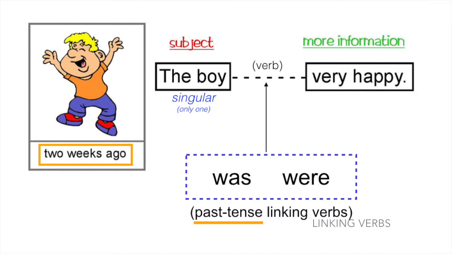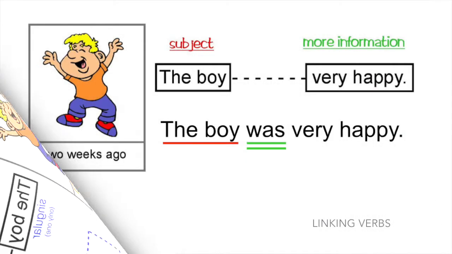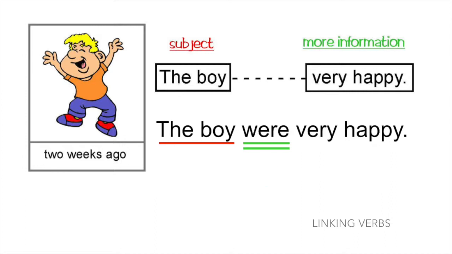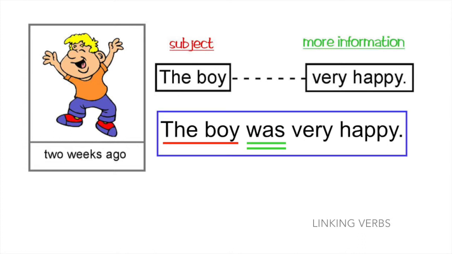So let's go ahead and try each linking verb with the sentence and see which one works. The boy was very happy. Was. Well, was could work here. So let's go ahead and try the next linking verb. The boy were very happy. Well, this does not work, so we know that was is the linking verb that we need to use. The boy was very happy.